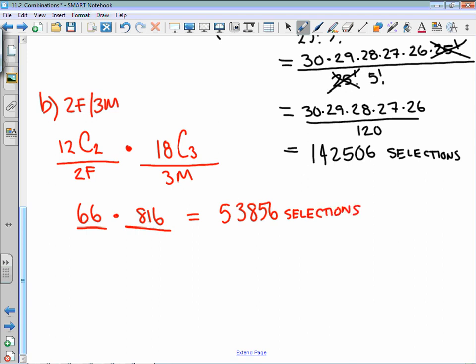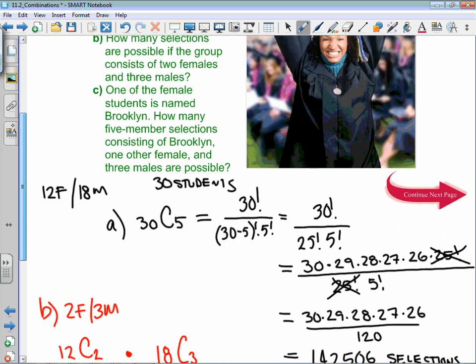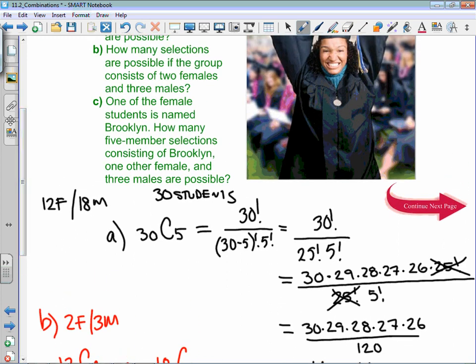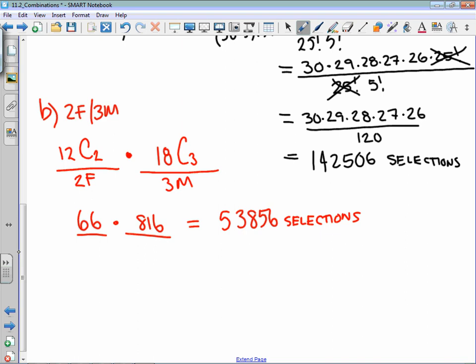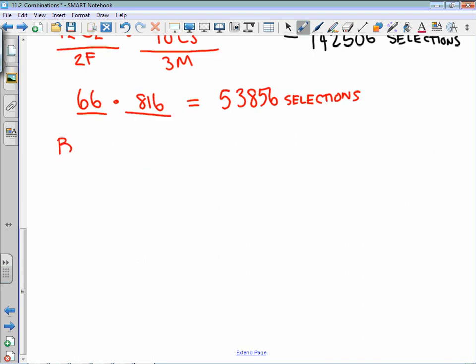All right. C asks us, one of the female students is named Brooklyn. How many 5-member selections consisting of Brooklyn, 1 other female, and 3 males are possible? We are going to do something very similar here. So I'm just going to put that we have to have Brooklyn. I'll write out Brooklyn. Then we're going to multiply by 1 female, the number of different 1 female groups. And then we're going to multiply by the remaining members, which would be 3 males.